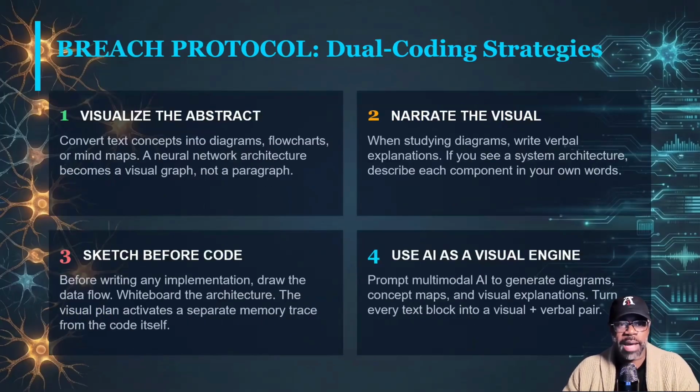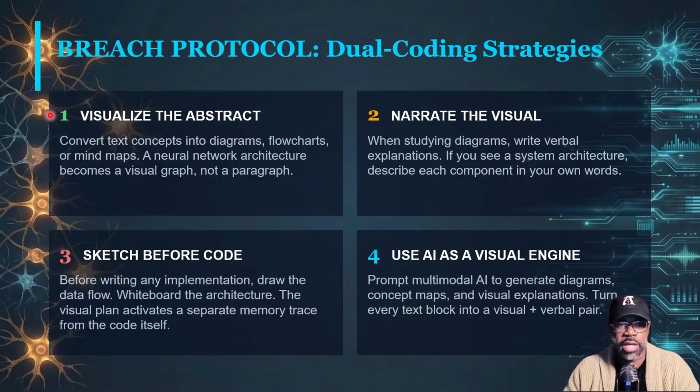Now, how do we get past this? How do we bypass this particular dual channel, or dual coding, mechanism that our brains have? Well, we have these strategies. We have 4 different strategies we can use. Number 1 is to visualize the abstract. So again, we'll talk about converting text concepts into diagrams, flowcharts, or mind maps.